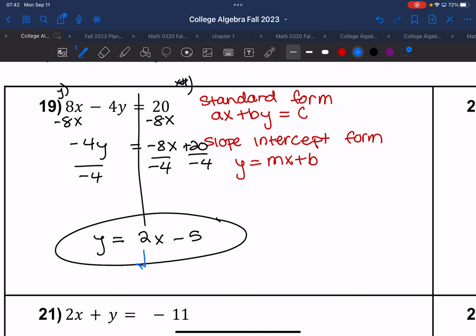Good, because this number here is our slope, our m, and our b value here is our y-intercept. This is going to help us when we are graphing linear equations.